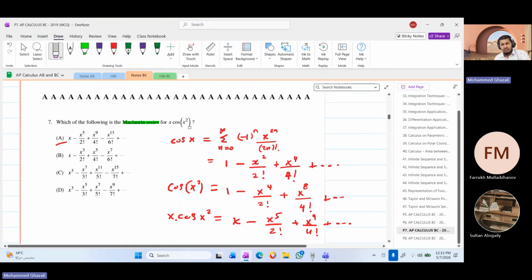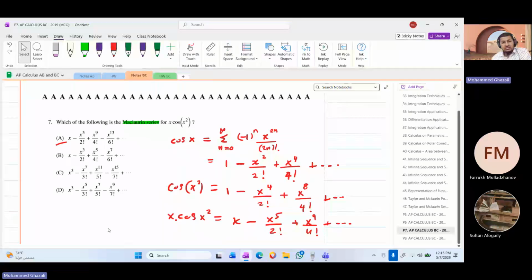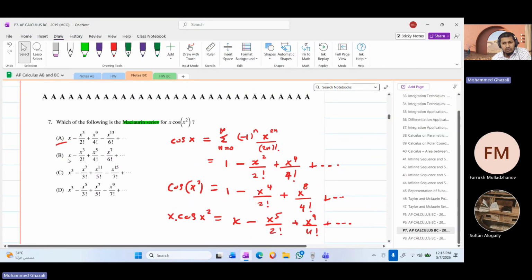I was thinking of substituting some values to check which one works. This one is a long way, by the way. Since it's x cosine x squared, you know it's going to be either A or B because they both start with x. What about this one here? It's x cubed. Why can't you just start with x cubed? Because the cosine x function starts with 1.